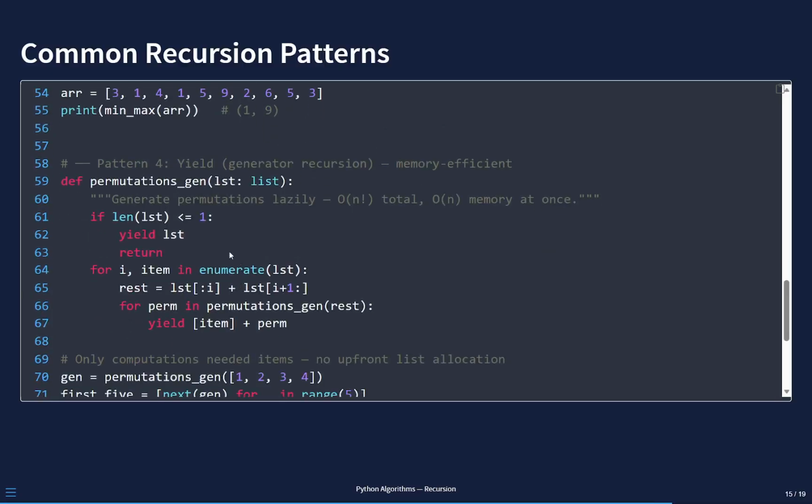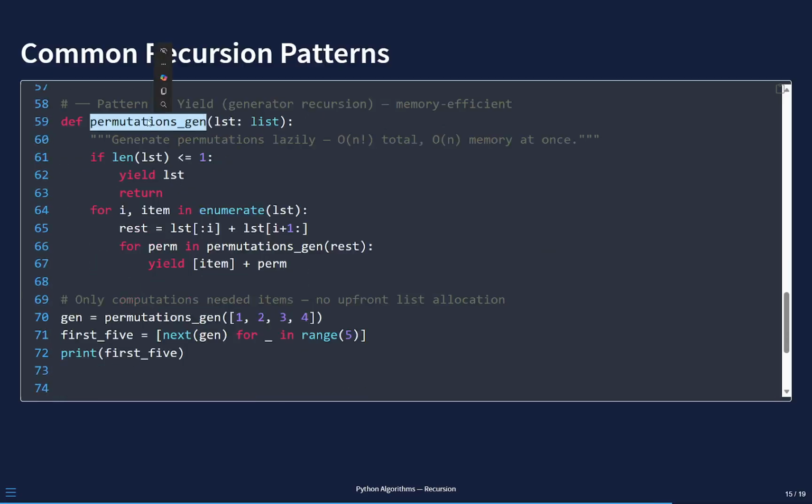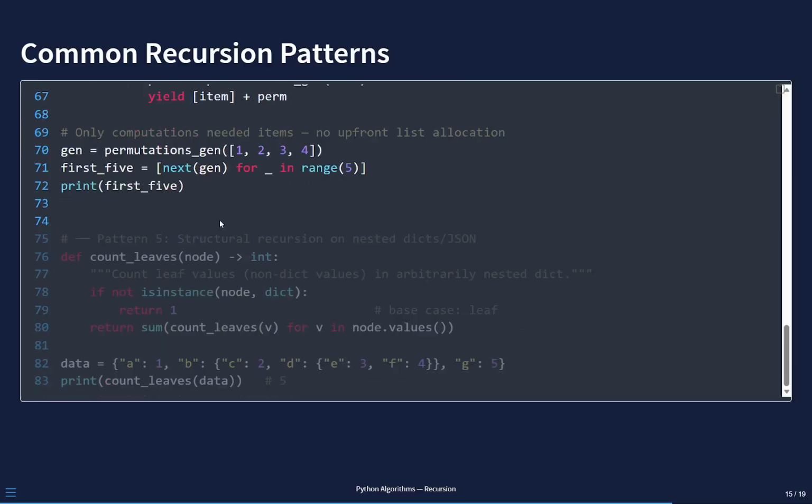Pattern 4: generate with recursion for lazy output. permutations_general yields permutations one at a time, rather than building the entire n factorial list in memory. When n is 10, and you only need the first 5 permutations, you avoid 99.9% of the computation. Yield from threads results through the call chain without blocking.